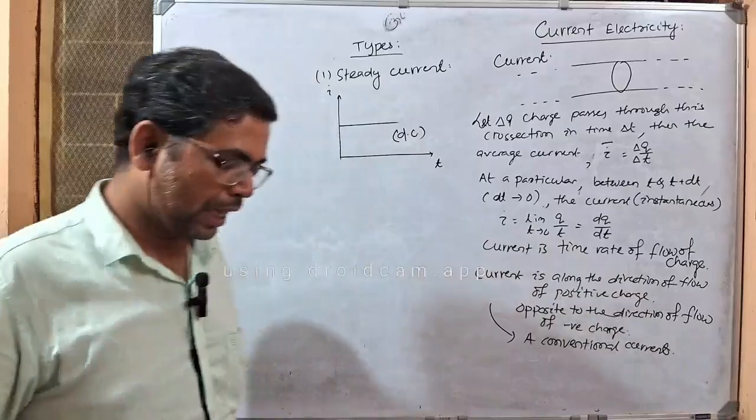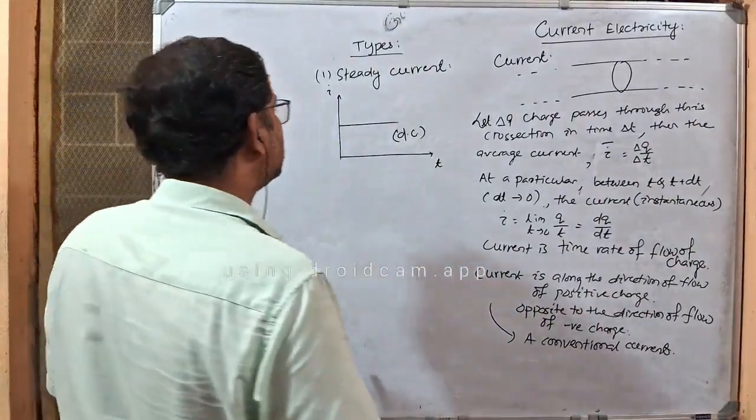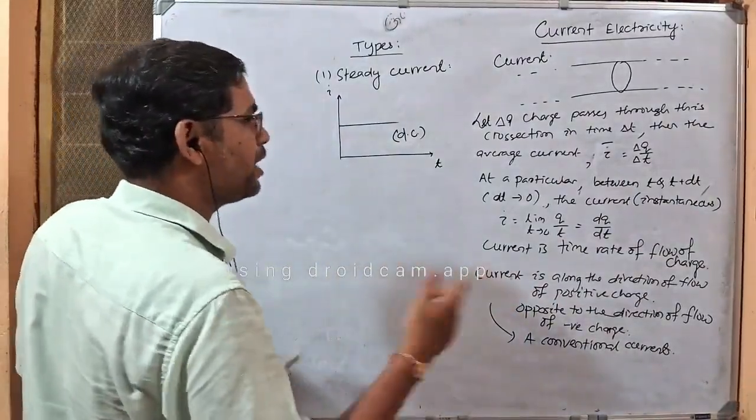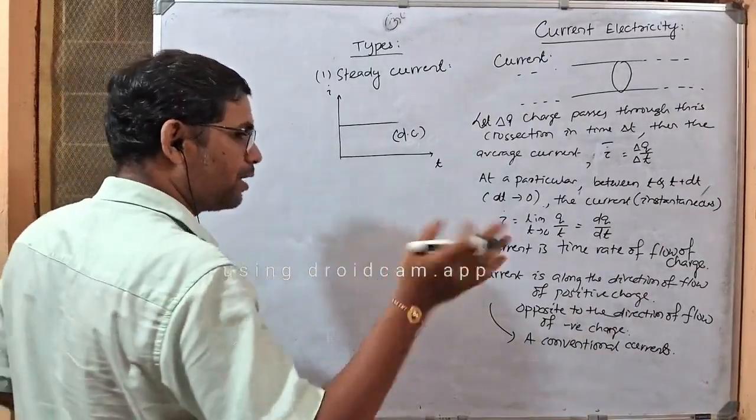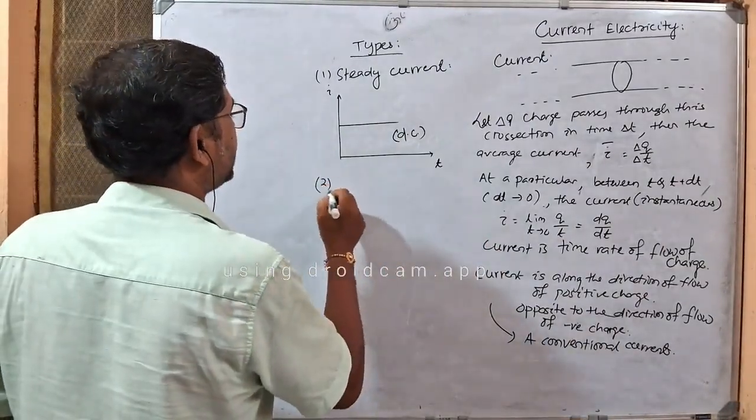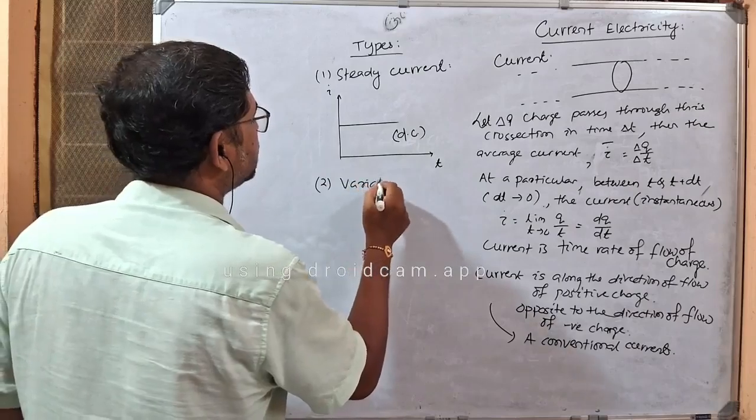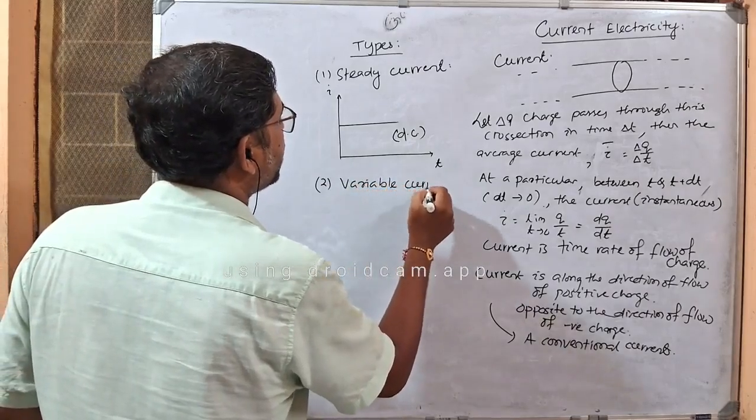There is another type of current. Not alternate, there is variable current. Part of that is alternate. The second is variable current.